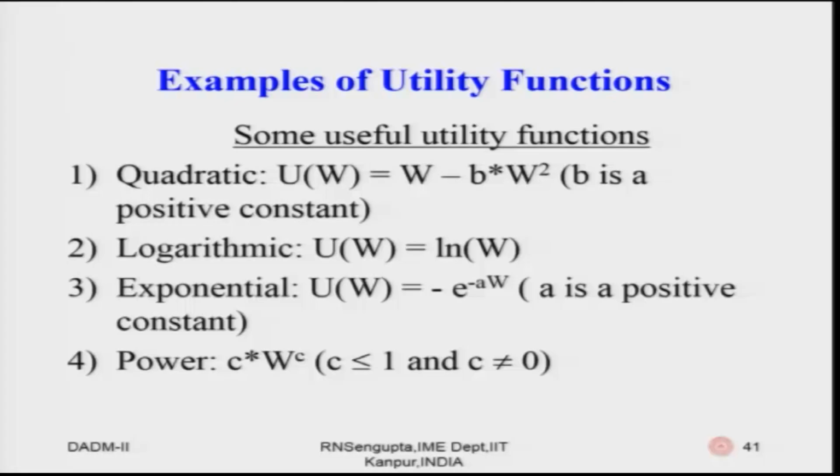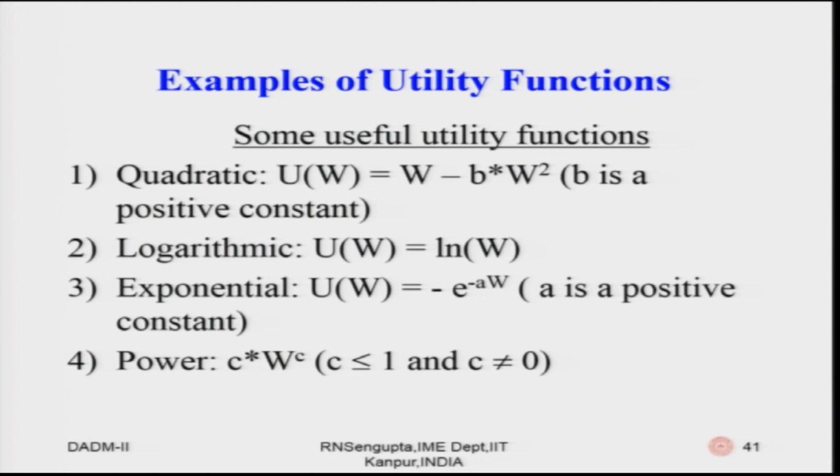So, these are the quadratic utility function, where it is given by a quadratic form, where u w is equal to w minus b w square, where b is a positive quantity. The logarithmic utility function would be given by log of w. Remember, in all these 4 examples, W is the wealth or the decision variable based on which my overall value increases or decreases.